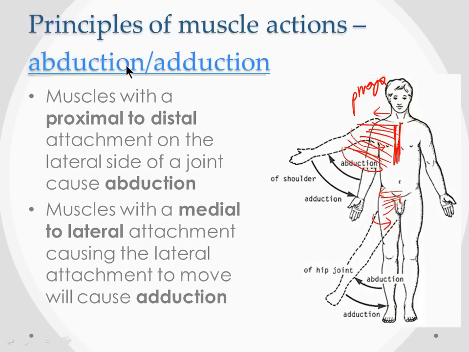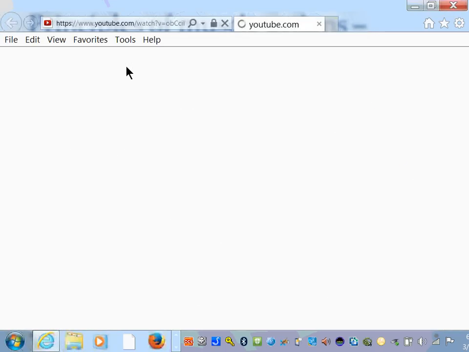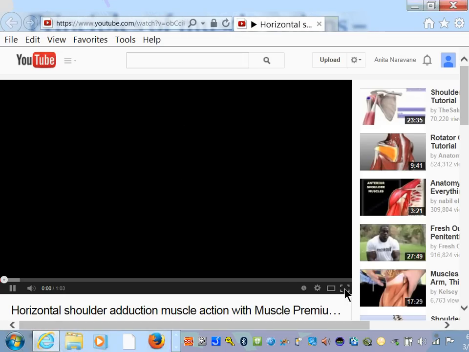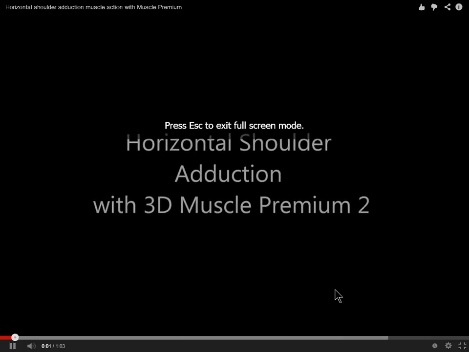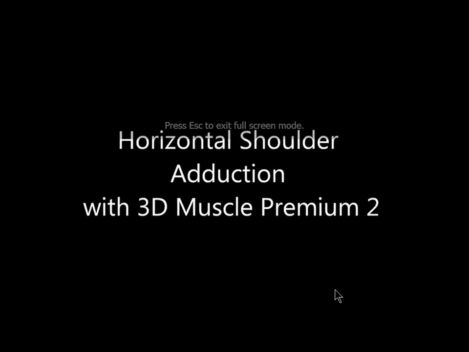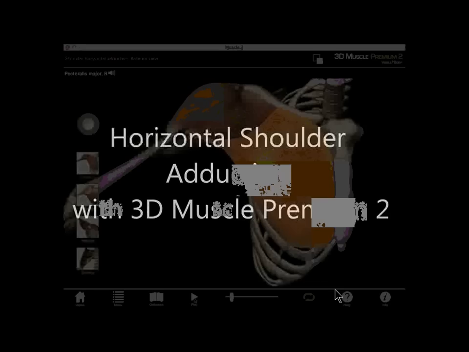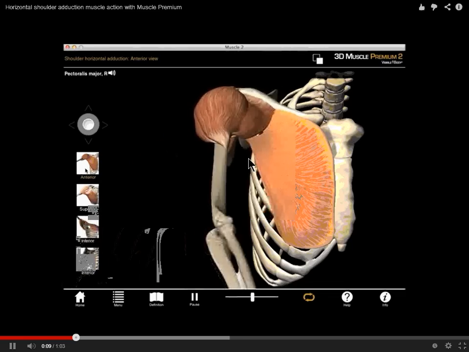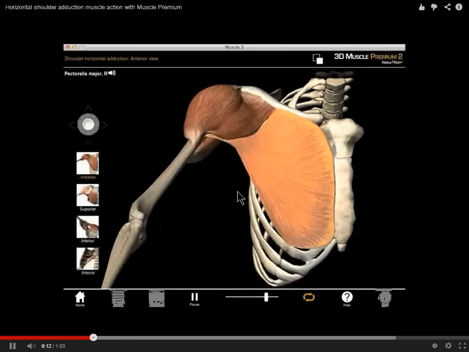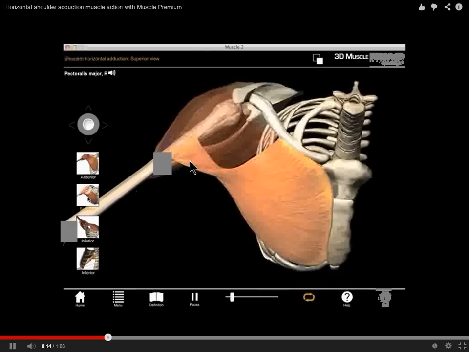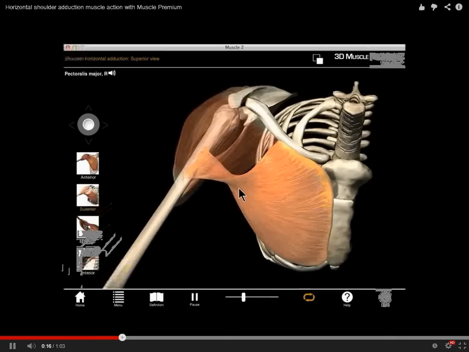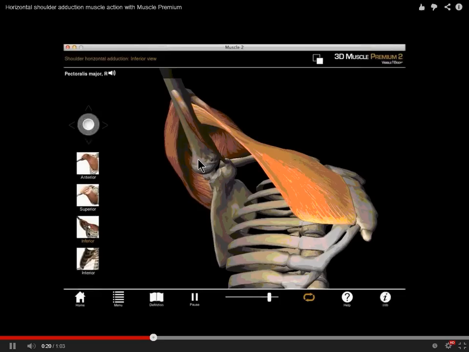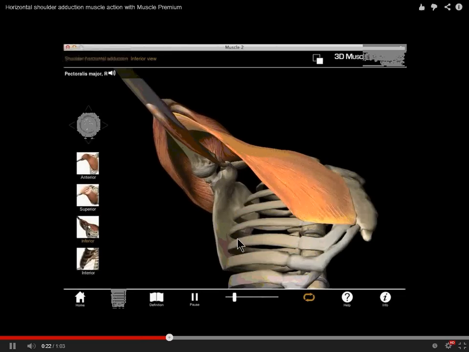This is a good video to show you that. So look at the pectoralis major. See when it shortens, can you see how it's pulling the humerus towards itself? So it's going from medial to lateral. So when it pulls, notice it's pulling towards itself and causing adduction. So it's showing you from all aspects.